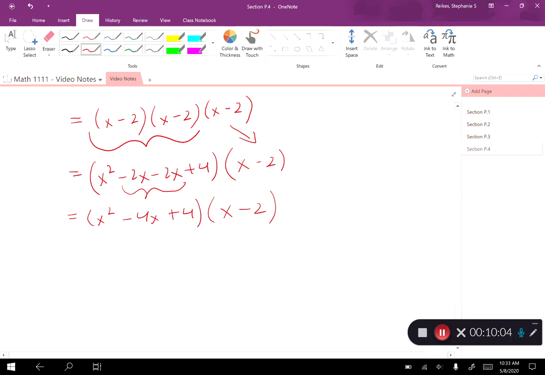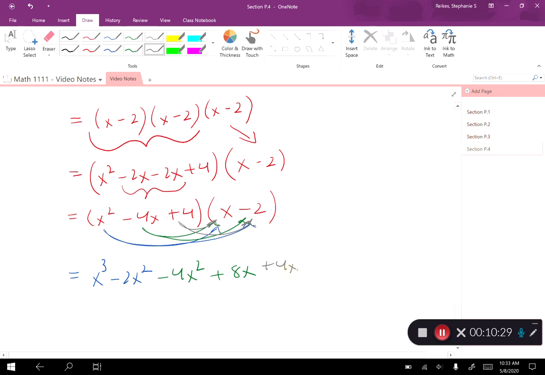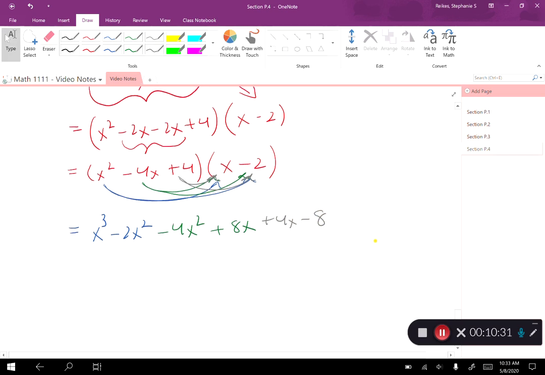Now I have a trinomial times a binomial again, so I'm going to distribute one term at a time. So I have x cubed minus 2x squared. Multiplying the next one, I have minus 4x squared plus 8x. And the last one distributed, I got plus 4x minus 8. And now I can gather like terms and write my final answer. So I have x cubed minus 6x squared plus 12x minus 8.